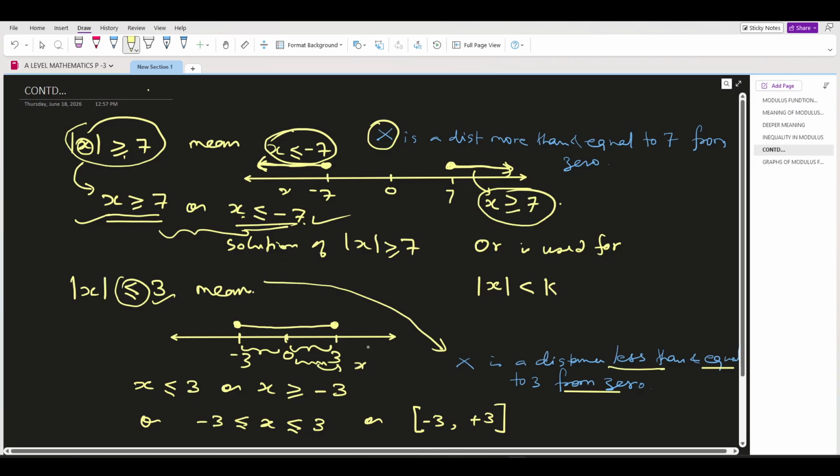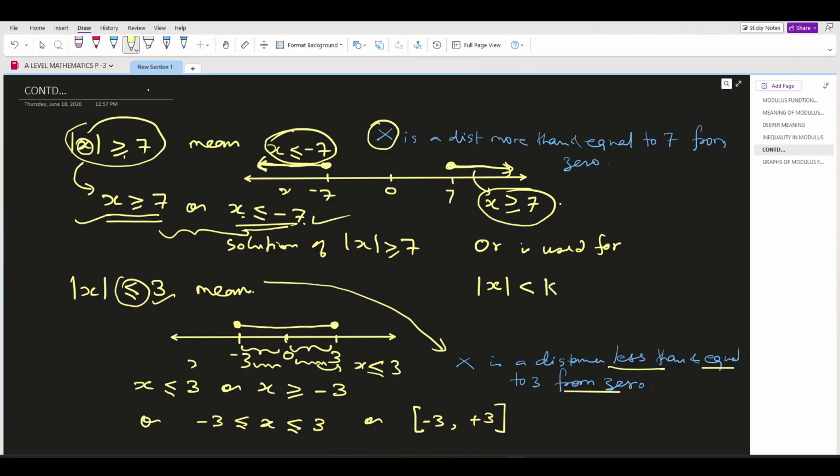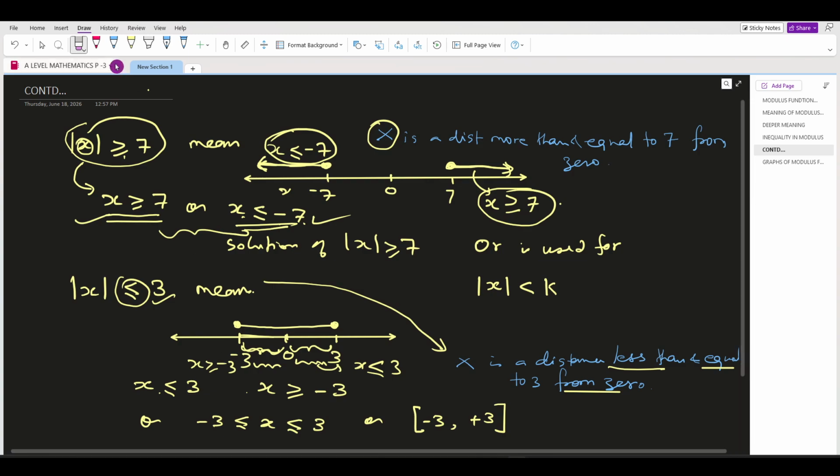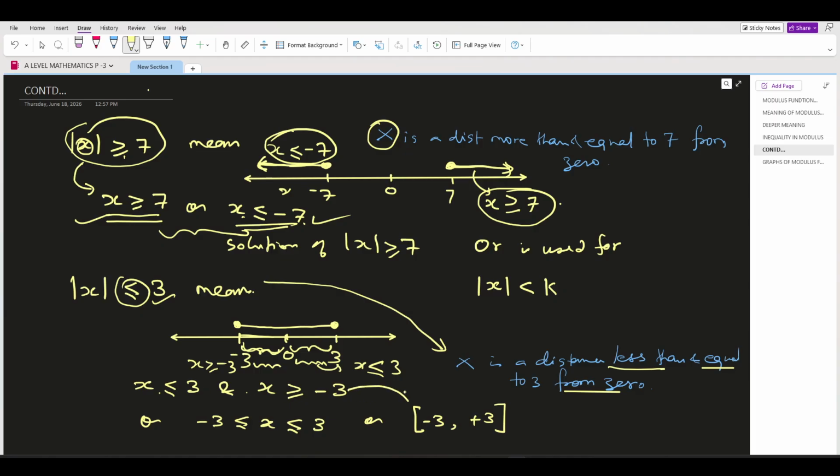This is x less than equal to 3. And this is also there. So this I am going to write as x greater than equal to minus 3. See, this is x greater than equal to minus 3. Okay, so this and this both. I don't know why I wrote or every time. It should be and. Okay. So x less than equal to 3 and x greater than equal to minus 3. This is the solution. In the interval form, this can be written in this way.